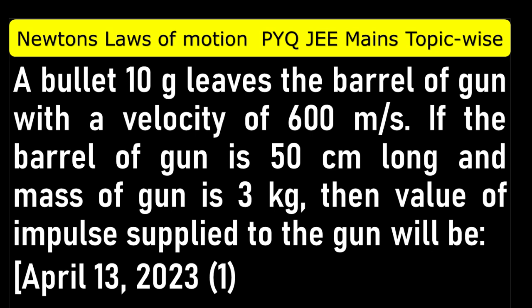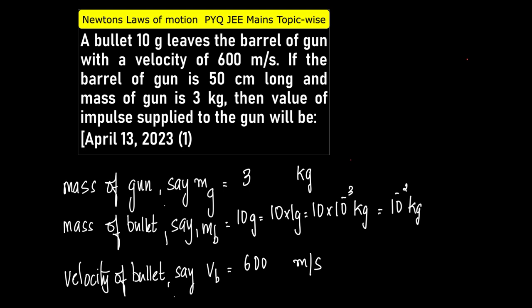Okay, so first let us write down the given statements. So we have the mass of the gun, which is given to us as 3 kilogram. And then we have the mass of the bullet, which is given as 10 gram, which we'll take as 10 into 1 gram, which is 10 to the power minus 3 kilogram. Therefore, we have 10 to the power minus 2 kilogram.